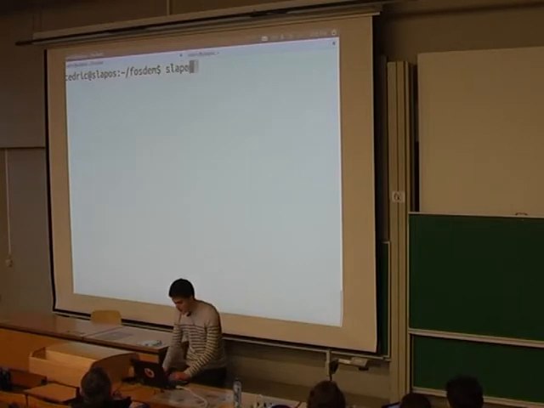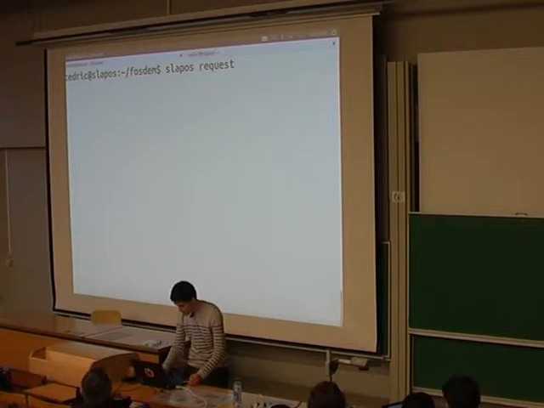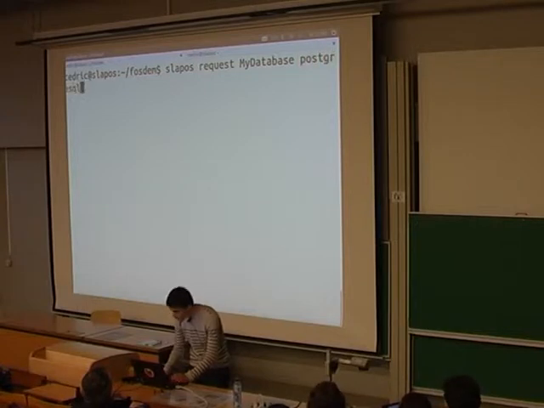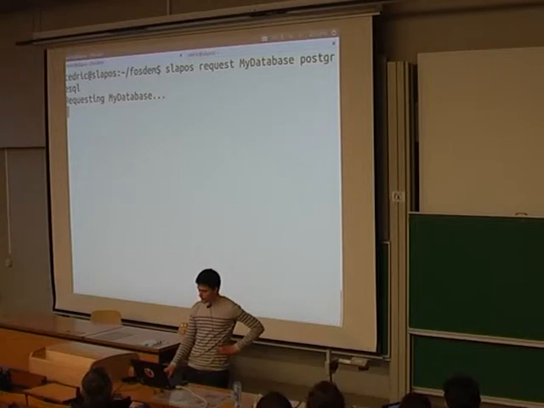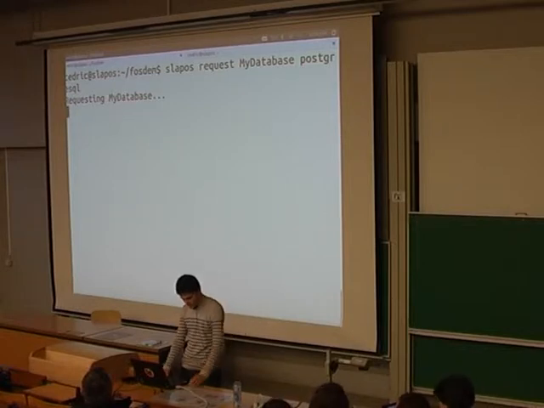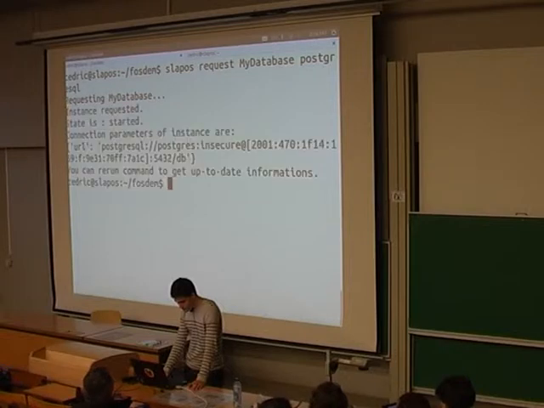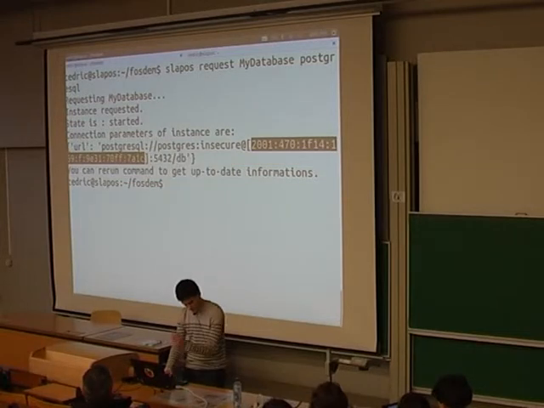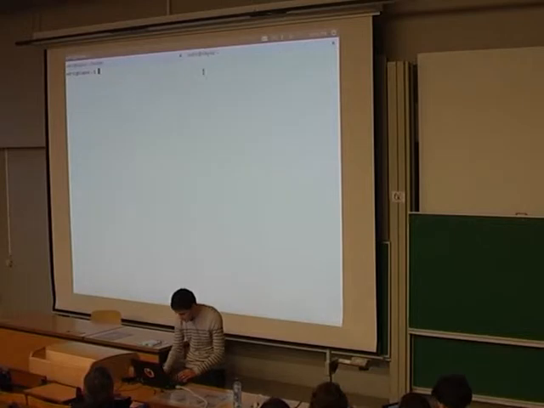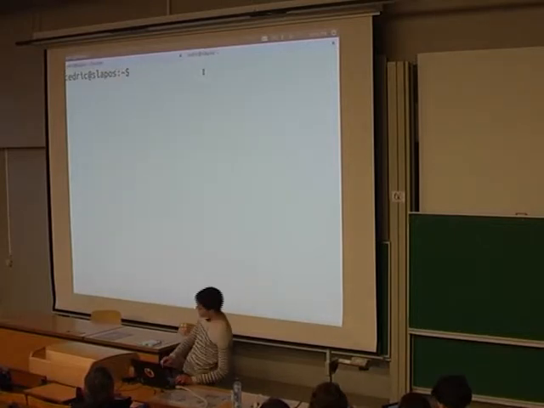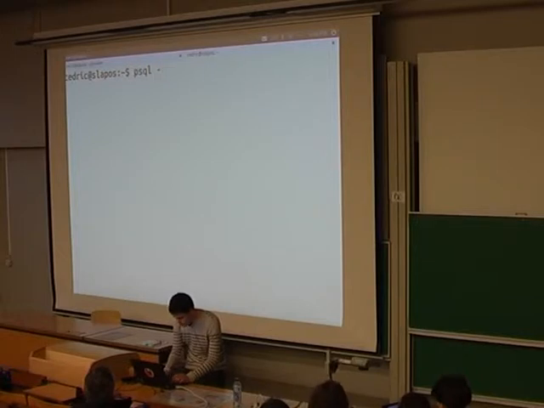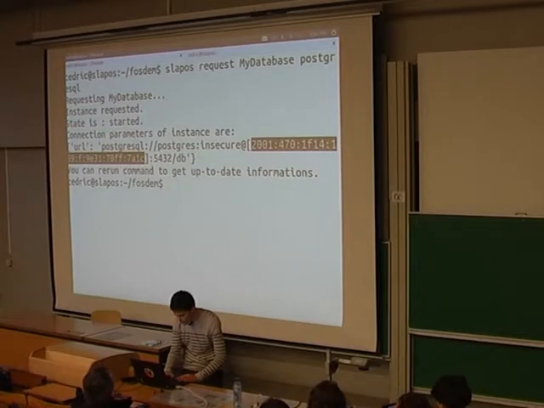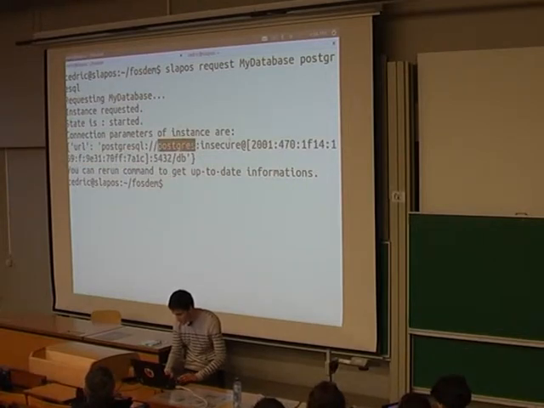Last, we will now request an instance of a database, a Postgres database. Okay, it's ready. This time we connect directly to the IP, which is an IPv6. I will directly connect using the psql command. Can you see it? Yeah. With host, and user postgres, and the secure password is insecure.